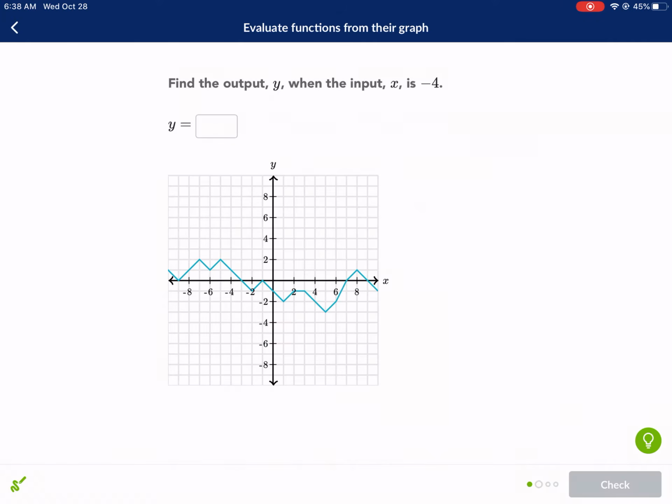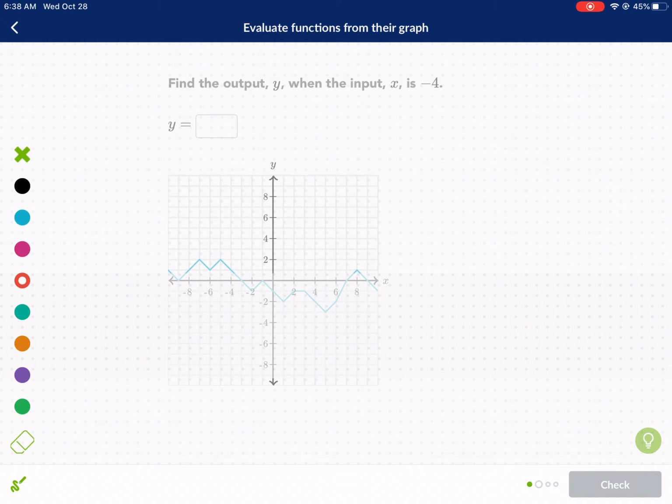Ta-da! Okay, next one. Find the output y when the x input, or the input x, is -4. What I like about this one is it talks about how x are the inputs and y are the outputs. In functions, that is the whole point. And actually, we're just graphing things. We're talking about inputs and outputs. When you're talking about tables, okay, I digress. Let's get back to the Khan Academy. That's what you came for.